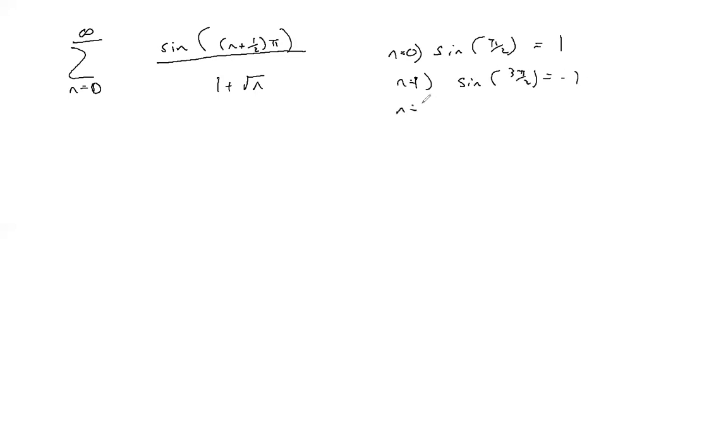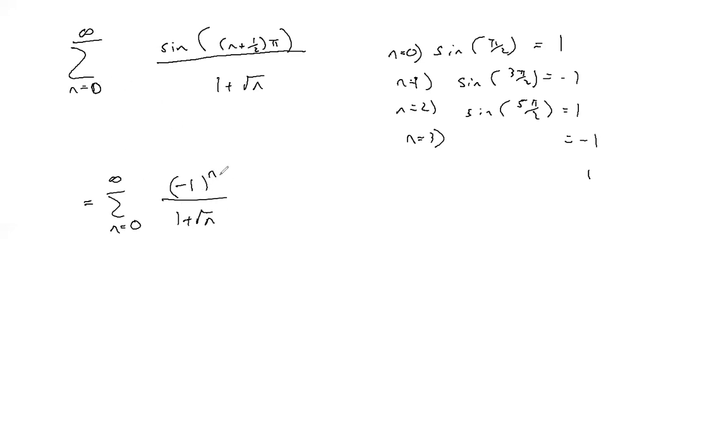And then maybe you can see the pattern already. If I have n equals 2, I would have sine of 5 pi over 2, which is equal to 1, and n equals 3, we're going to get -1, +1, and so on. So the alternating sign is actually coming from my trig function here. So this is an alternating series, and if I want to make that clear, I could say that this series is equal to this series. The first term would be positive, so I could rewrite this series like this.